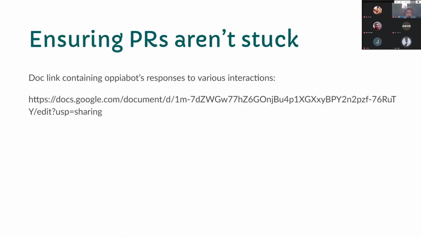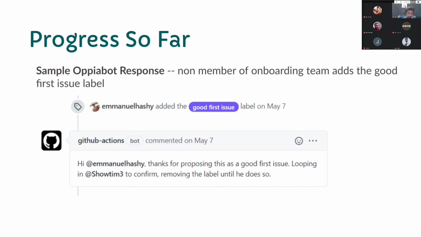So to find the full description of what happens from when you create a PR to when it gets merged, with everything Oppiabot is going to do, you can check the link to the document which I wrote. Yeah, so this is the progress so far. I think I talked about this earlier.